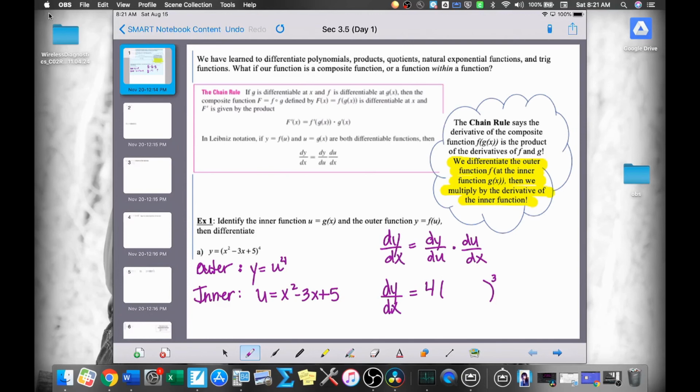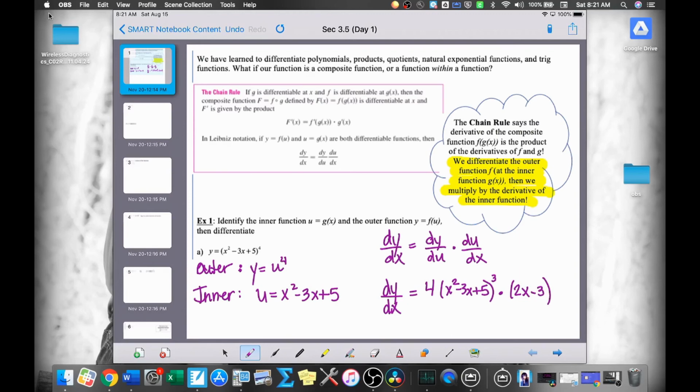Now, when we say we differentiate the outer function at the inner, that means that you just rewrite the inner right where it is. So x squared minus 3x plus 5. But now we have to multiply by the derivative of the inner function. So now we have to multiply by the derivative of x squared minus 3x plus 5. So again, we're going to be using the power rule for that. The derivative of x squared is going to be 2x. The derivative of negative 3x is going to be negative 3, and the derivative of positive 5 would be 0. So here is my final answer for my derivative.